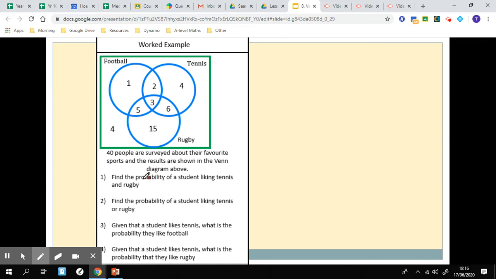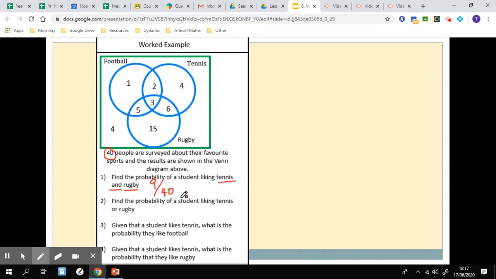Okay, so you would usually get worded questions in this case, but we need to know which relevant part of the Venn diagram we're going to. So find the probability of a student liking tennis and rugby. In terms of your Venn diagram, tennis and rugby is where tennis and rugby overlap. So where do they overlap? Well, this 6 here is in both tennis and rugby. This 3 here is also in tennis and rugby. So in total, 9 out of the 40 people like tennis and rugby. Probability 9 out of 40. If it was just asking how many people, it would be 9.